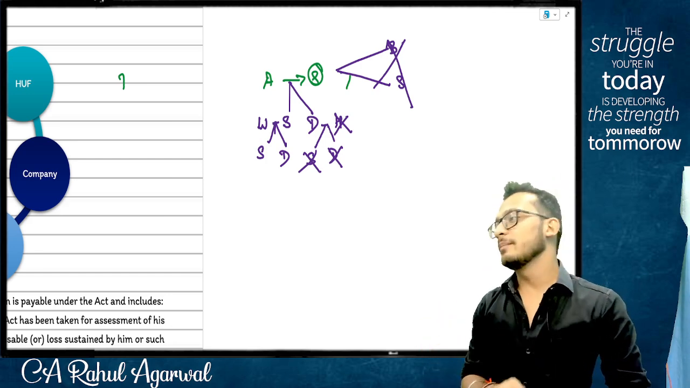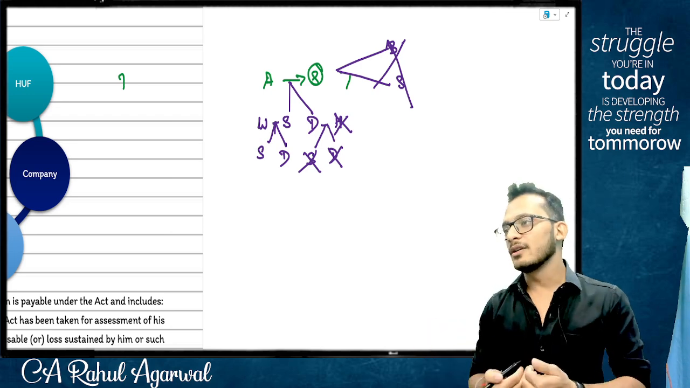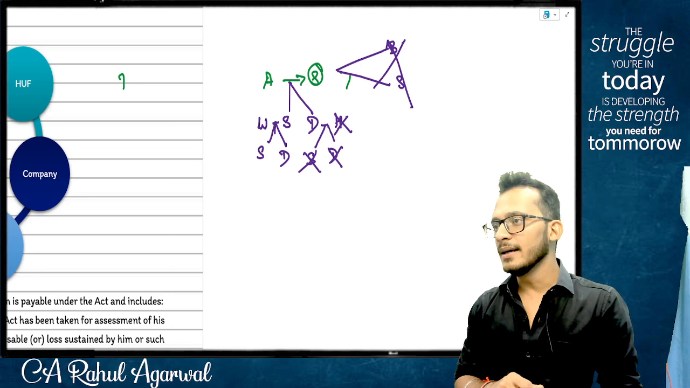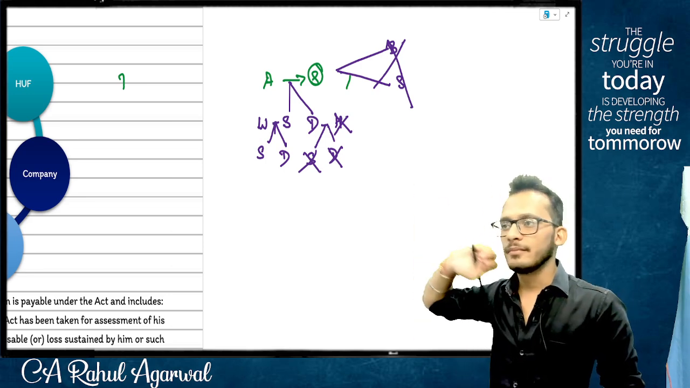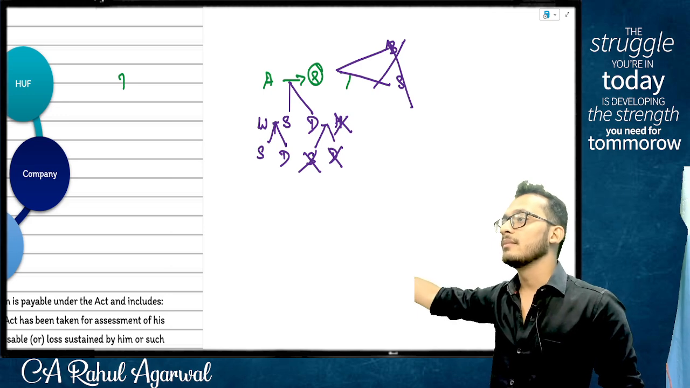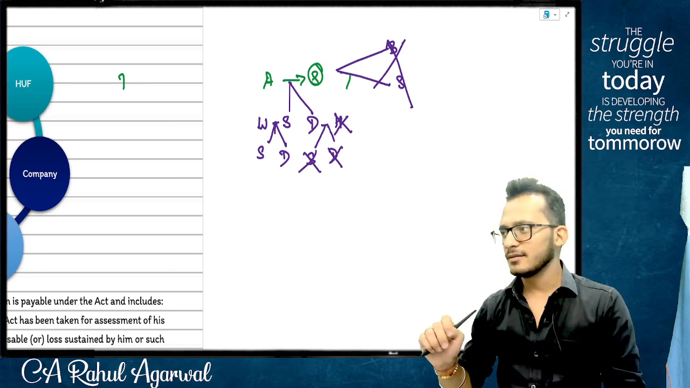In simple words, people, a member of the HUF becomes by birth or by bringing into the family. Bringing into the family would be the spouse and the son's wife. Everyone else is the birth case. Definitely, yes. No problems there.